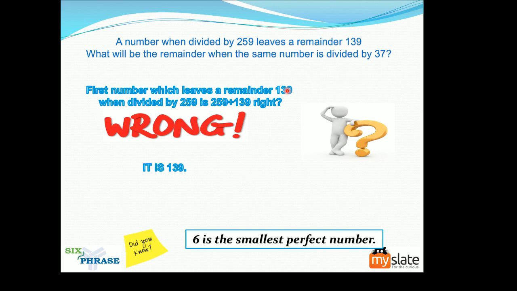Now it is very easy. You know what the dividend is. Divide this 139 by the second divisor 37, you will get a remainder of 28. Okay, so that is the answer.